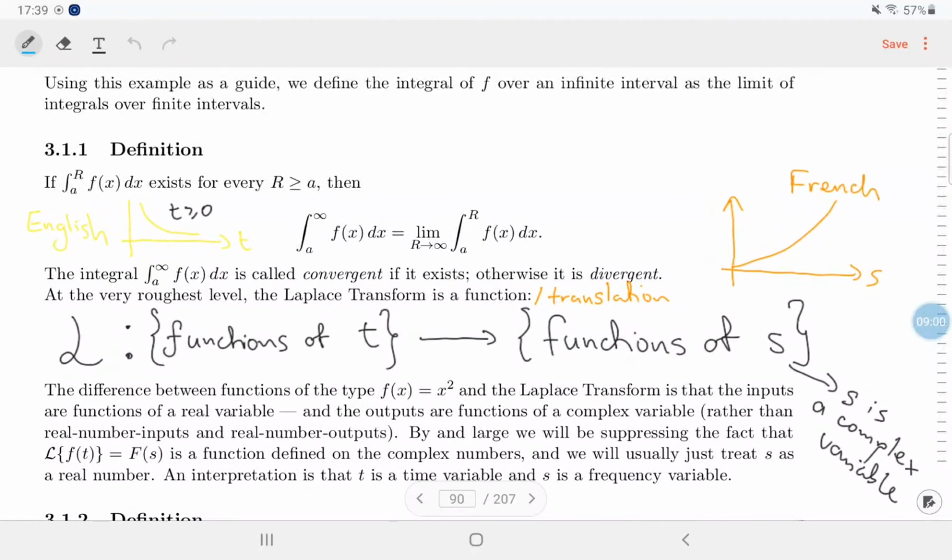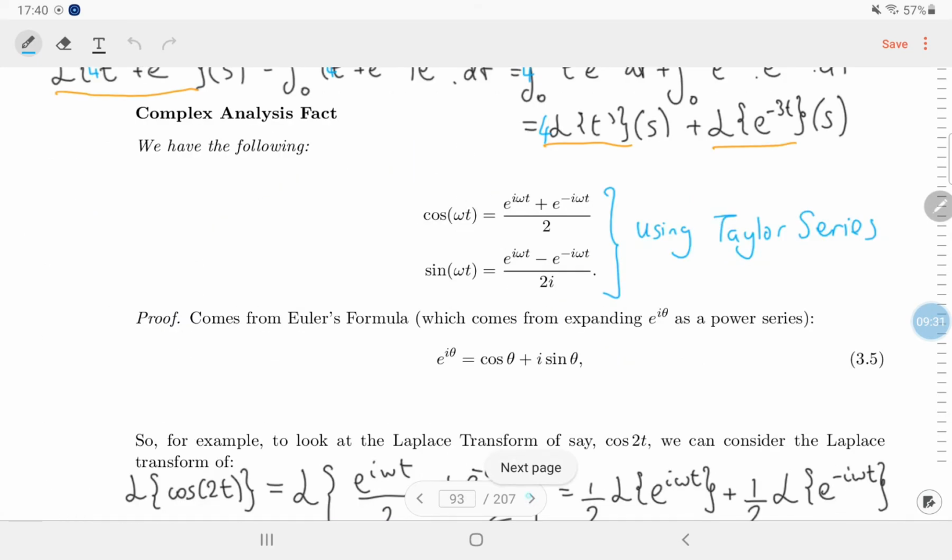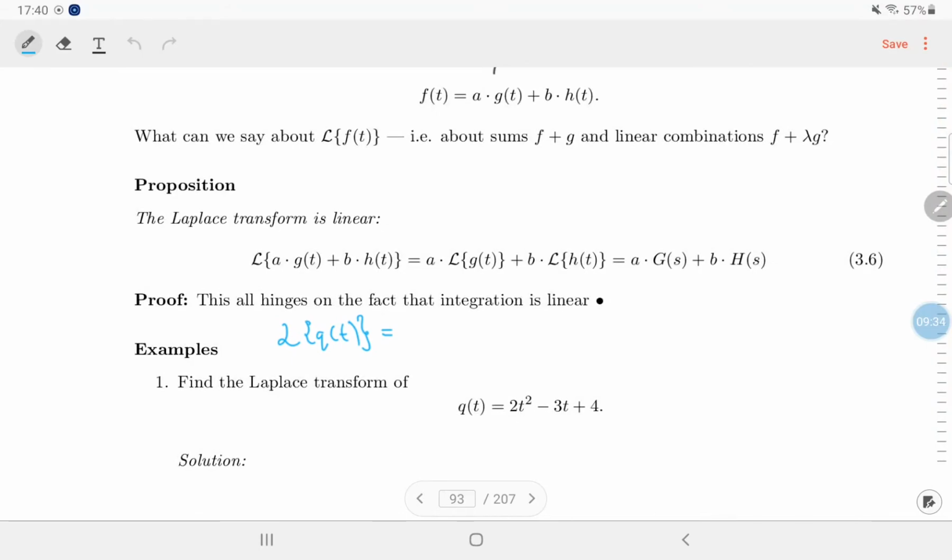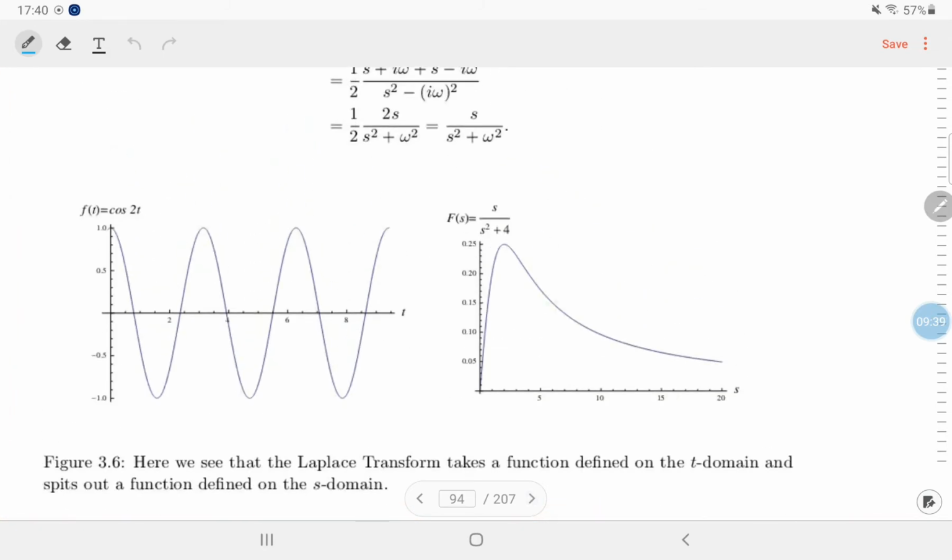Remember what the Laplace transform does. You take functions of t in yellow, you end up with functions of s in orange. So you're translating from English to French. What I'm trying to say is to remind yourself which domain you're in. In English, in t, we use little f, and in French, in s, big F. So the Laplace transform of little q of t is going to go to big Q of s. Sorry, I know I'm jumping around here.